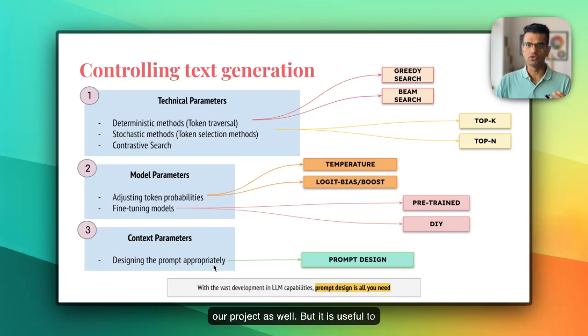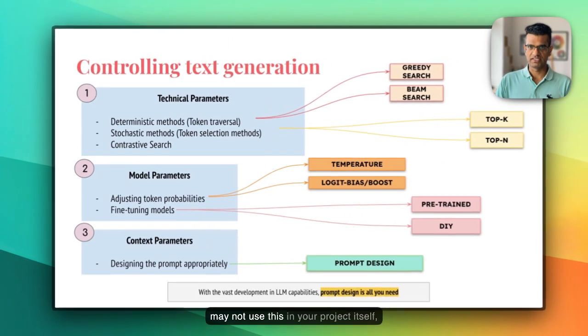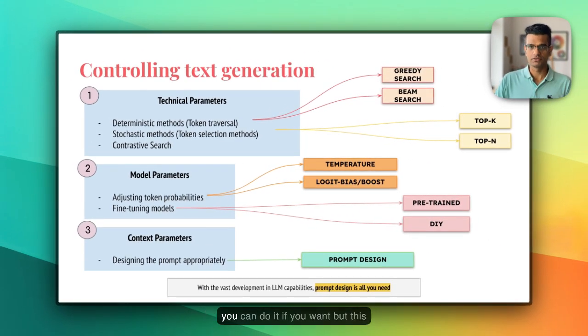But it is useful to know what the technical parameters are and how they can be adjusted, and what the model parameters are and how they can be adjusted. You may not use this in your project itself. You can do it if you want, but this gives you a very good sense of what is actually happening under the hood. And most LLM APIs, including OpenAI, Claude, and so on, have already optimized this to a large extent. So they control it and have found the right set of parameters for it, so that all you need to do is design the prompt.